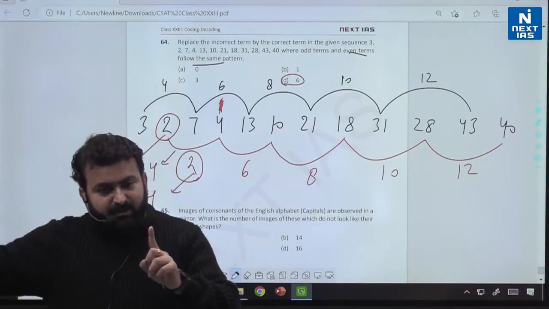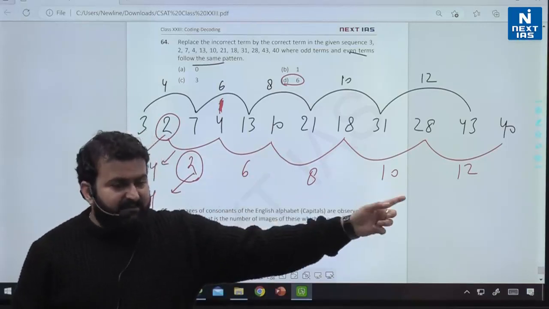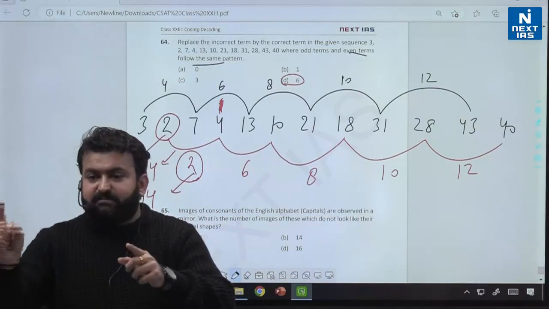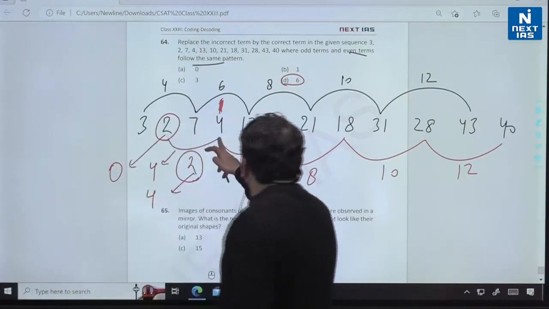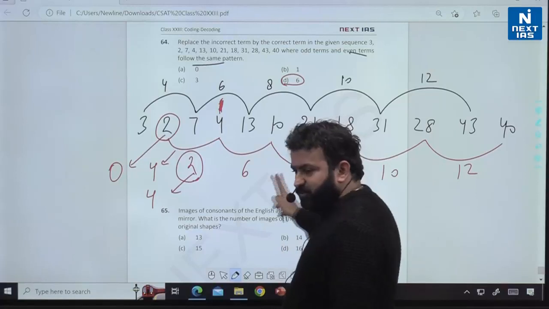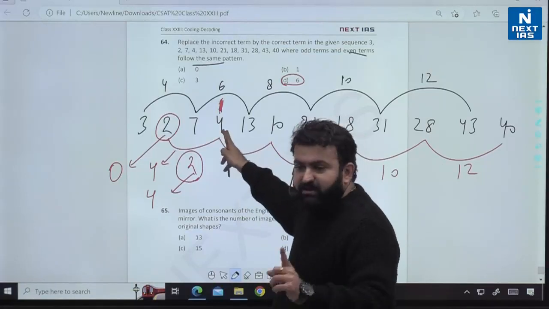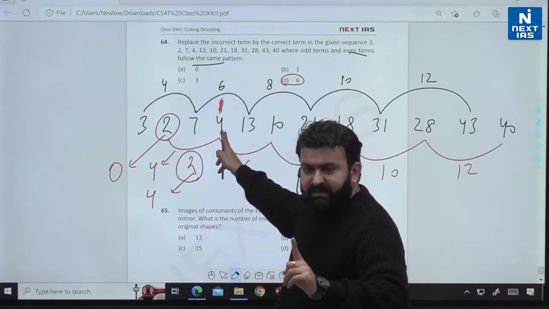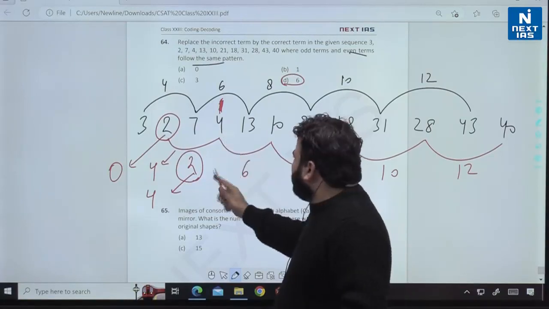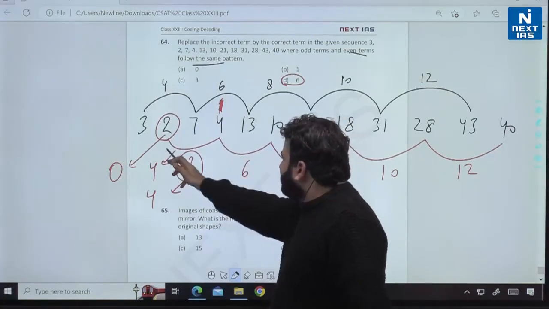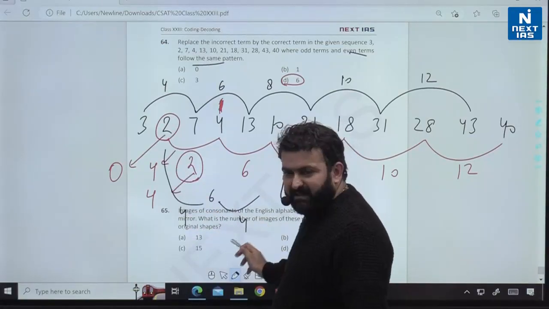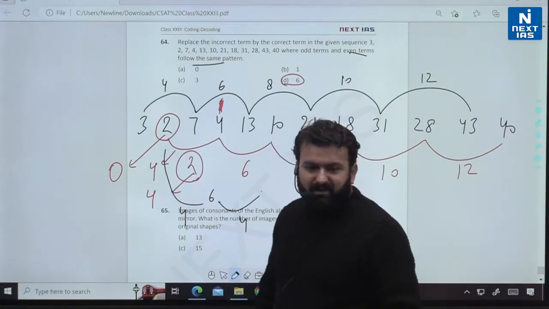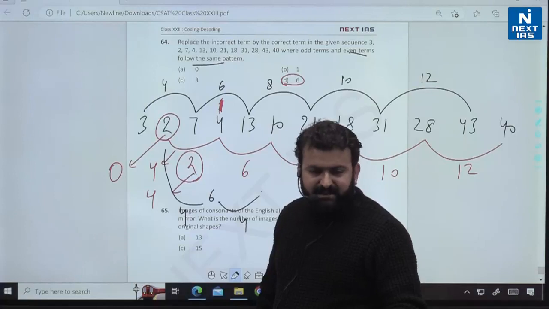And please keep this in your mind forever: if any term is wrong, it will disturb the pattern on its right hand side as well as left hand side, if the pattern is with respect to difference. And here in this case, since the pattern is absolutely followed, 4 is not the wrong term. So if 6 comes, you think 2 plus 4 you will do 6, then 6 plus 4 is 10, and then 10 plus 8 is 18 and so on. So how can 6 be the answer?